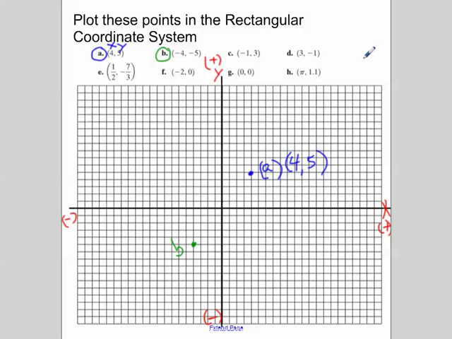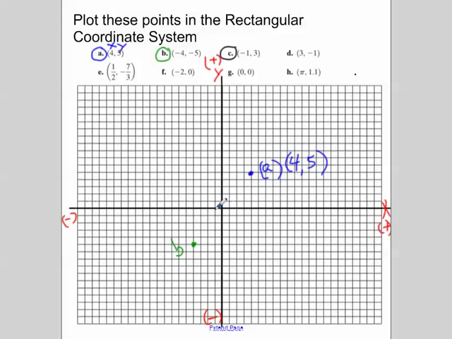Alright, so now that you've paused it and graphed those, that should be pretty straightforward, because really we're working with a number line in the x direction and a number line in the y direction. So I'm going to graph these all. Let's graph them in black. If I've got point C, I've got negative 1, positive 3.